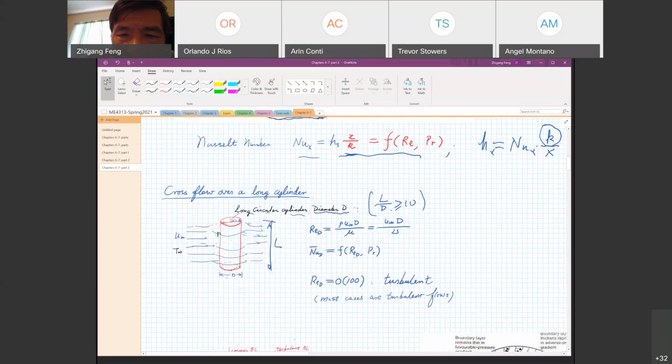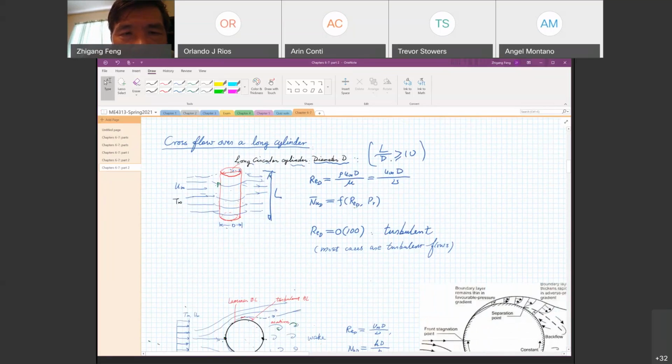So for cross flow, that's the long cylinder definition. L over D has to be more than 10. Another concept is about cross flow. What is defined as cross flow? Cross flow is a flow that is perpendicular to the cylinder. So the keyword is perpendicular. The flow velocity direction has to be perpendicular to the cylinder, not parallel to the cylinder. So that's so-called cross flow.